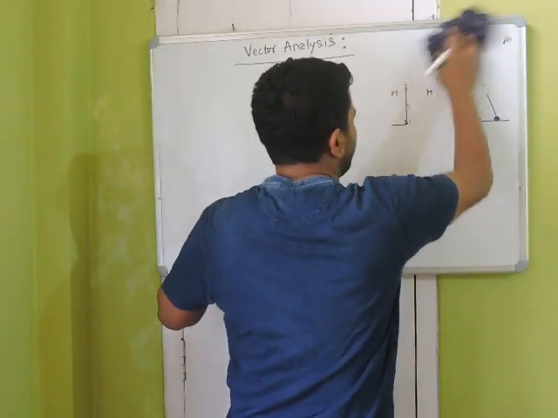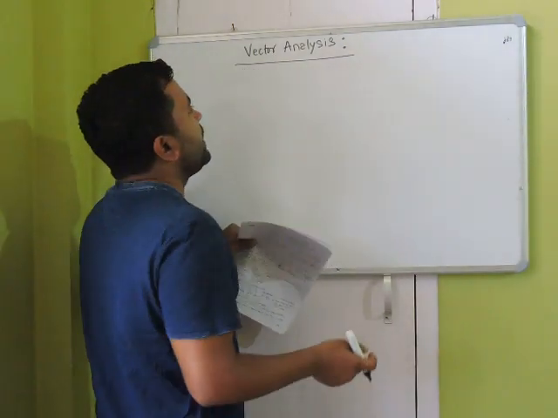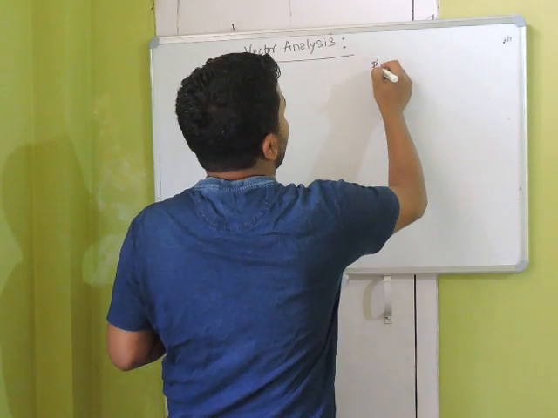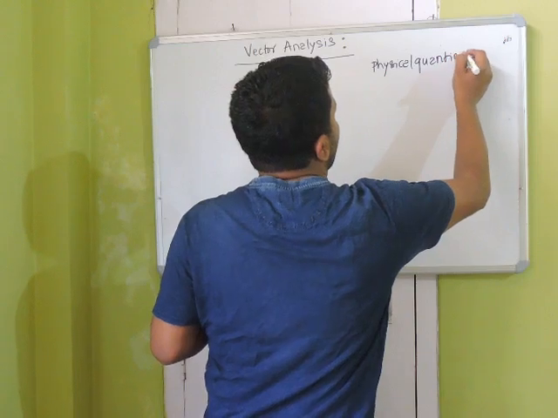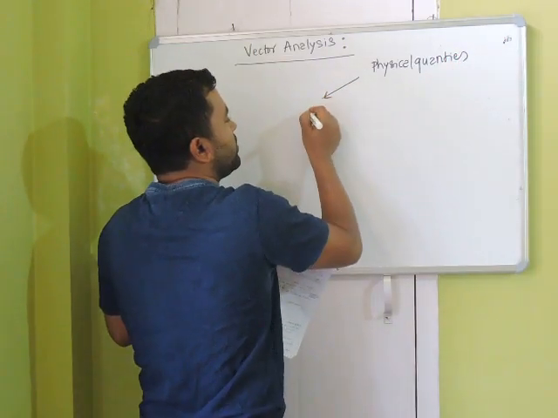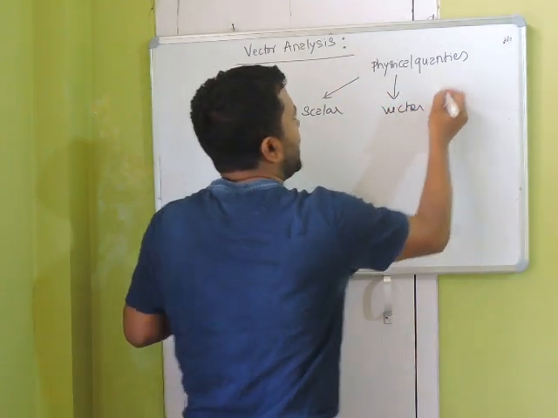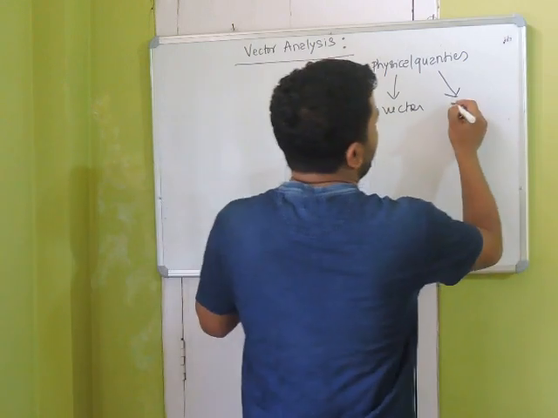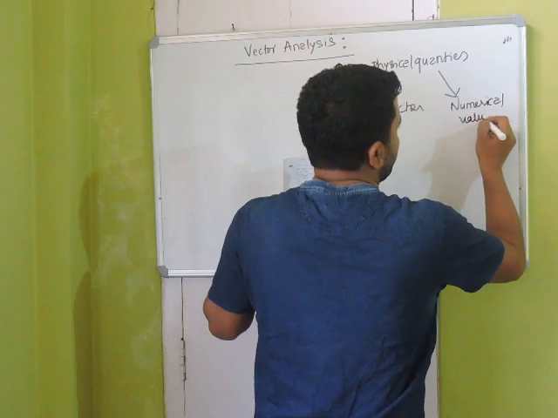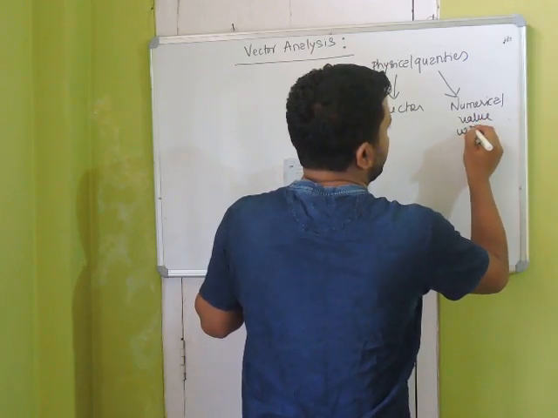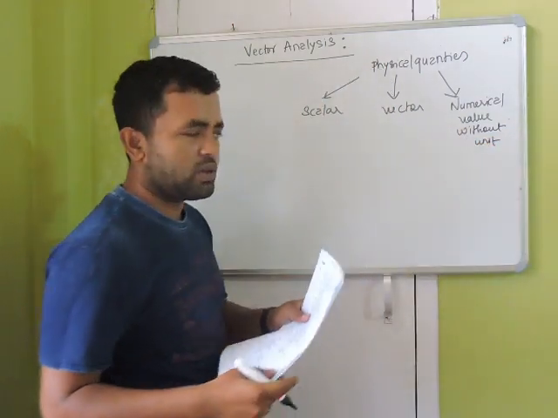Okay, so when we talk about laws of physics, when we describe laws of physics, we use physical quantities. So physical quantities are divided into three categories. One we call scalar, one we call vector, and the third is those that have only a numerical value without unit. Numerical value without unit. Now let us first talk about this.